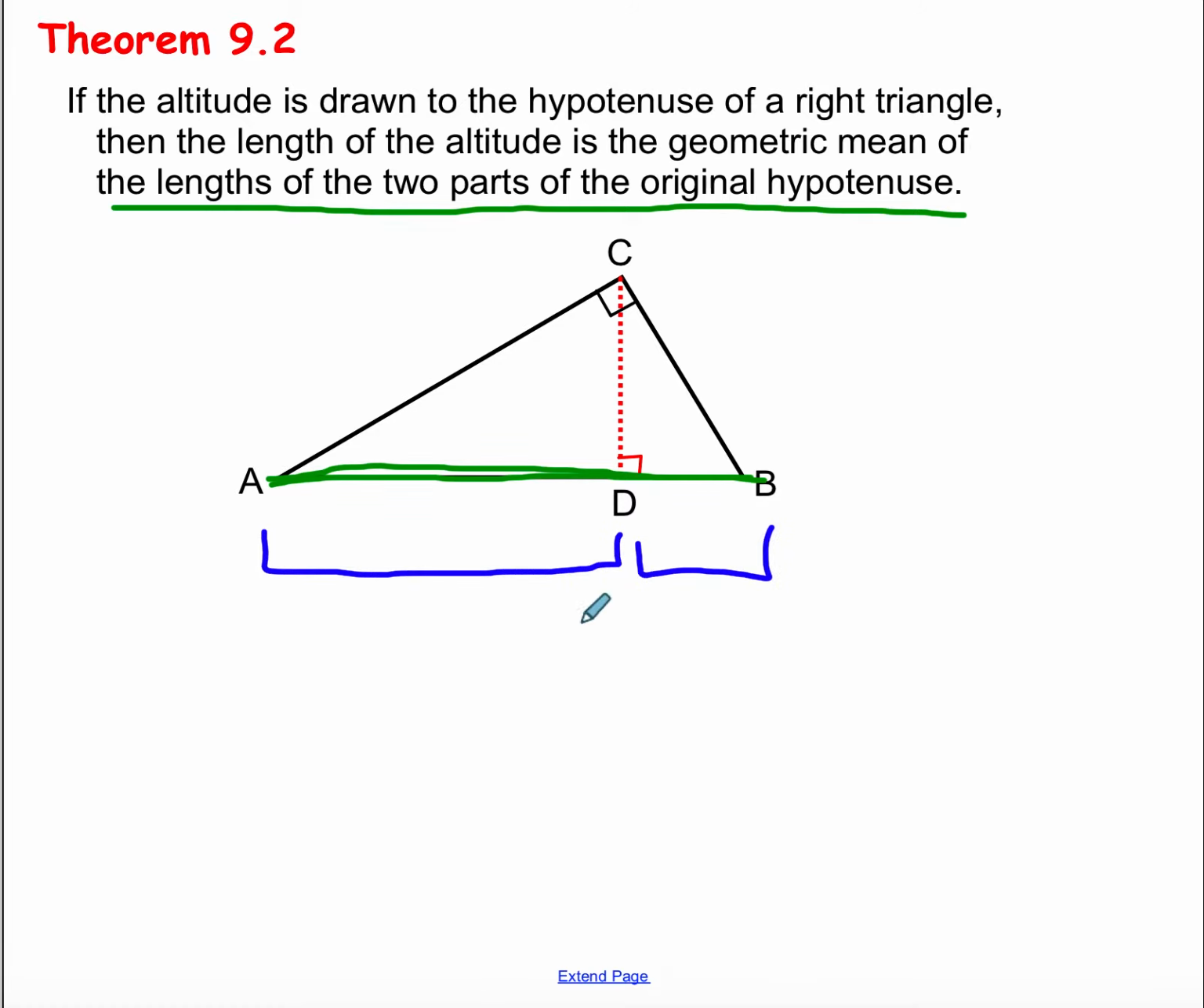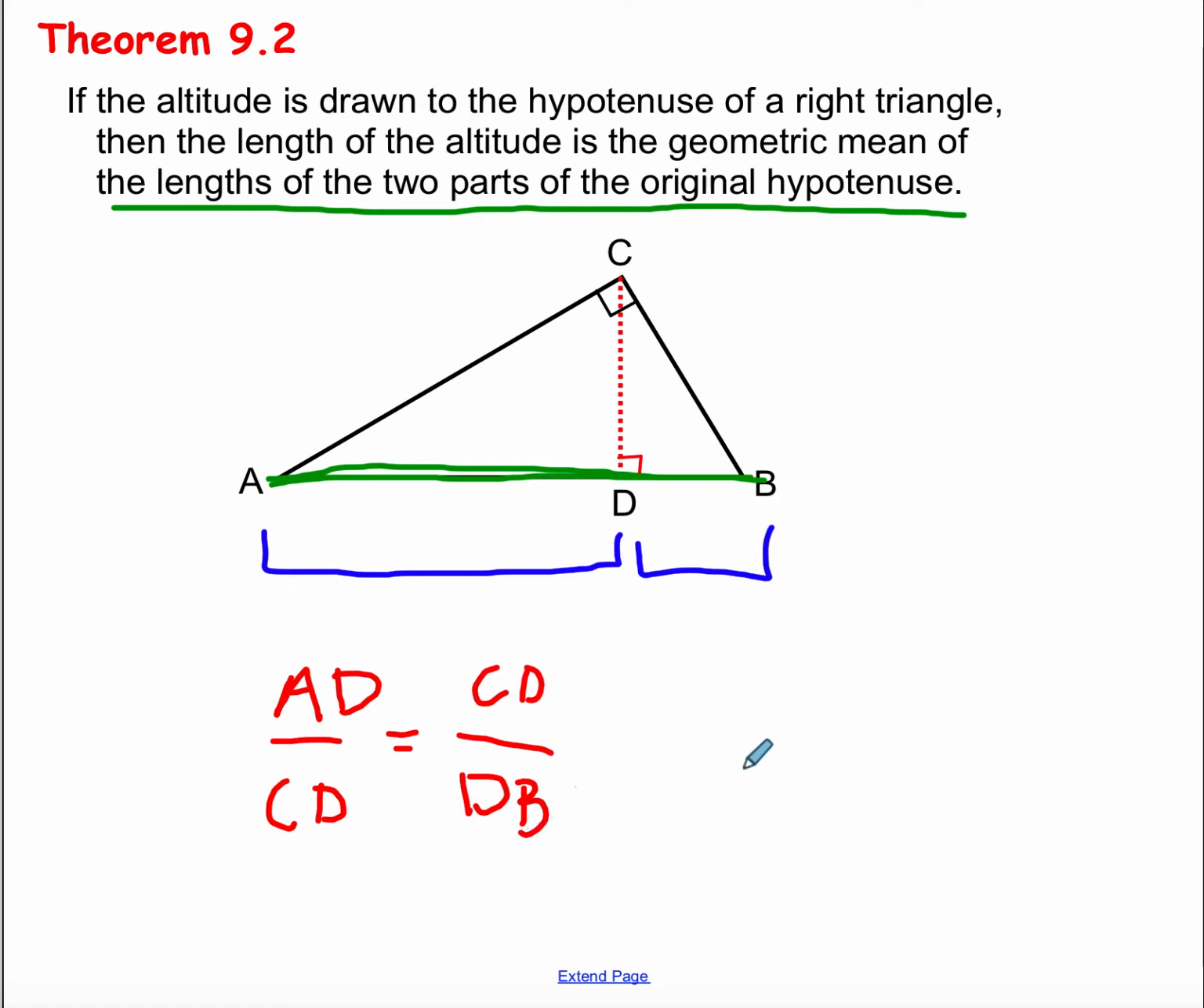So what this theorem is saying is that, remember, a geometric mean is some number x such that it goes here in the proportion and then the two values go there. So here we'd have two proportions that we'd be setting equal to each other, and the length of the altitude, which is CD, would go here and here, and that would be the geometric mean of the two parts of our original hypotenuse, like that.